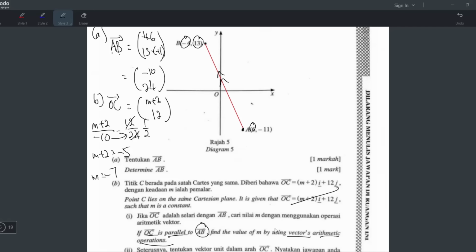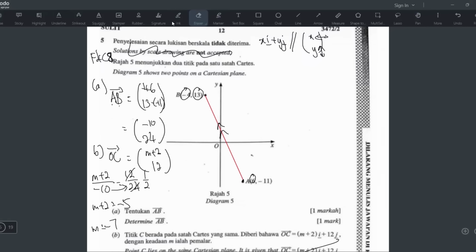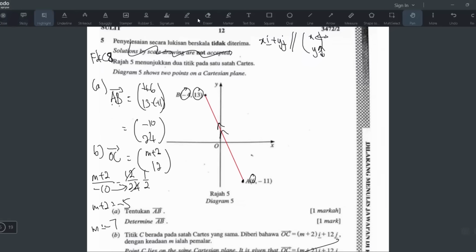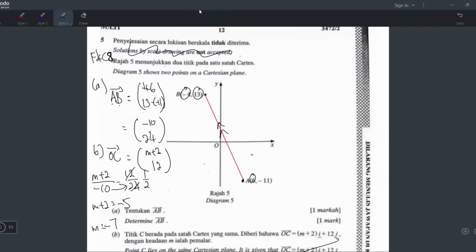But I think they already said by using vectors arithmetic operations, so maybe you cannot do it like that. Yeah, maybe you cannot use the shortcut method. So I think I show you the conventional method. Conventional means like the regular method, the method we all know. So the method that we all know is OC vector parallel to AB, right?